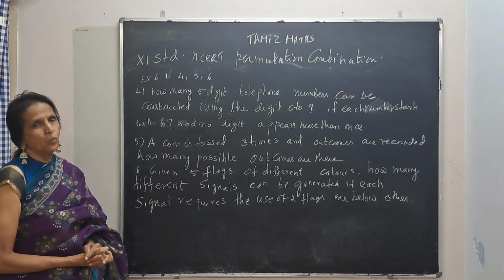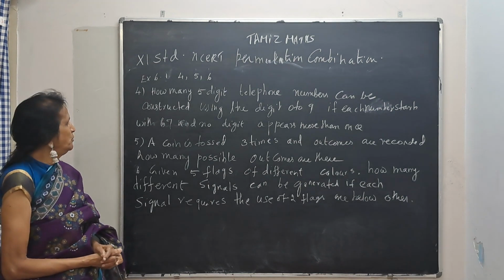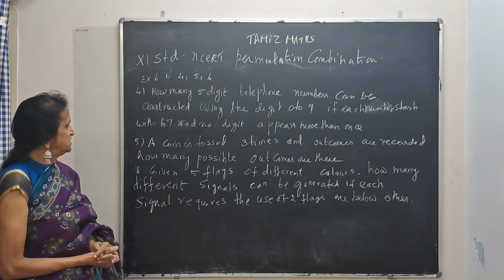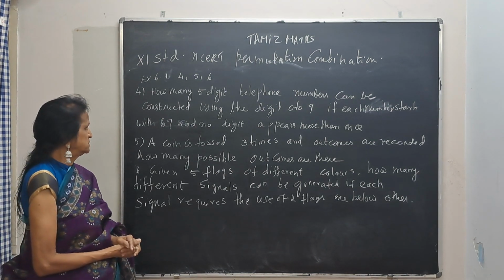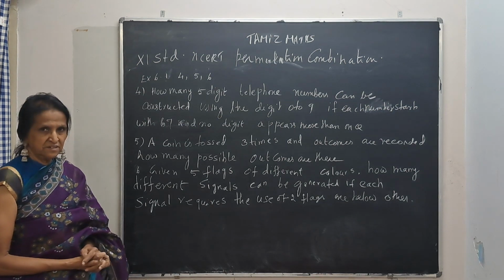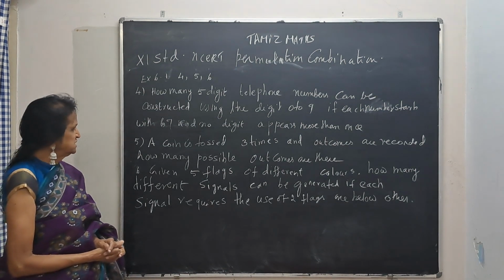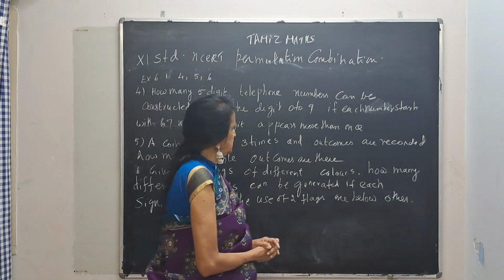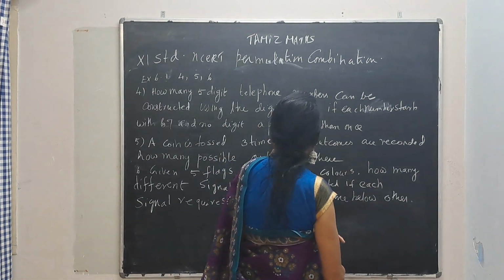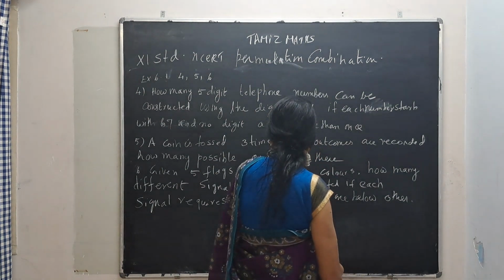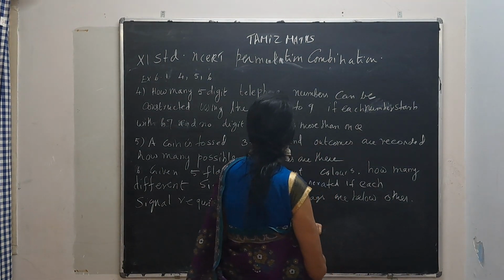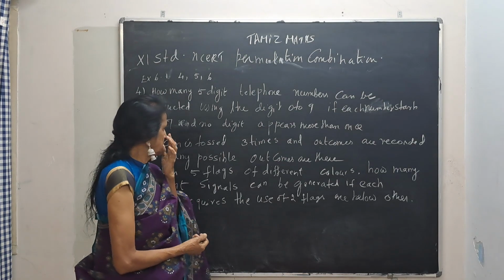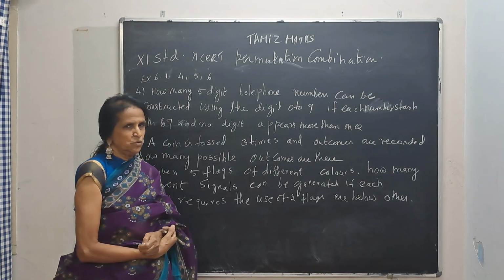Problem 4. How many 5-digit telephone numbers can be constructed using the digits 0 to 9 if each number starts with 67 and no digit appears more than once?